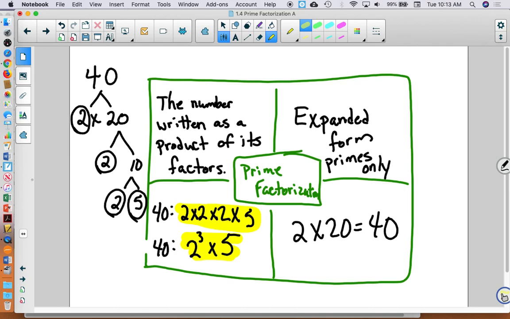Is that a prime factorization? No. Why not? Raise your hand. Why is this not a prime factorization? Amelia? 20 is composite. Because 20 is a composite. It's not a prime number. So this is a non-example.